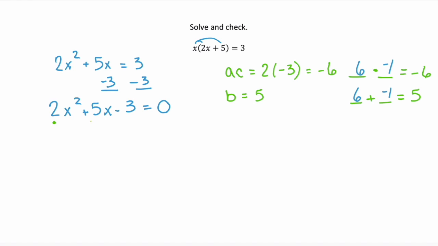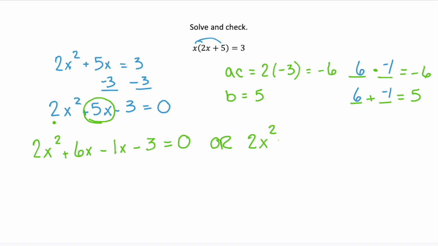Remember, these two values are what we use to rewrite that middle term. So we have 2x squared plus 6x minus 1x minus 3 equals 0. Now notice that you could have written that middle term with the values in the opposite order. So you could have done minus 1x plus 6x minus 3 equals 0. The order of these two doesn't matter. So you may see that you want to rearrange them for it to be easier to factor with grouping.